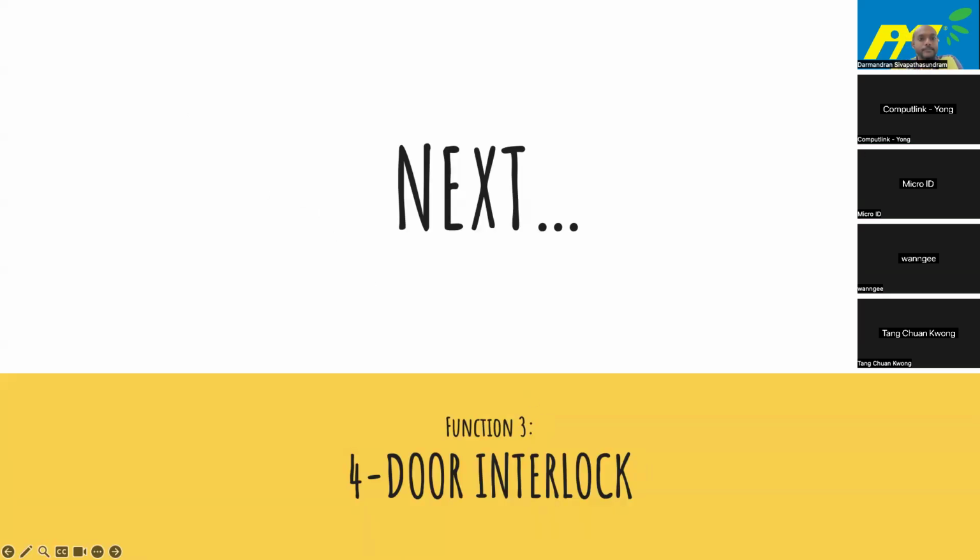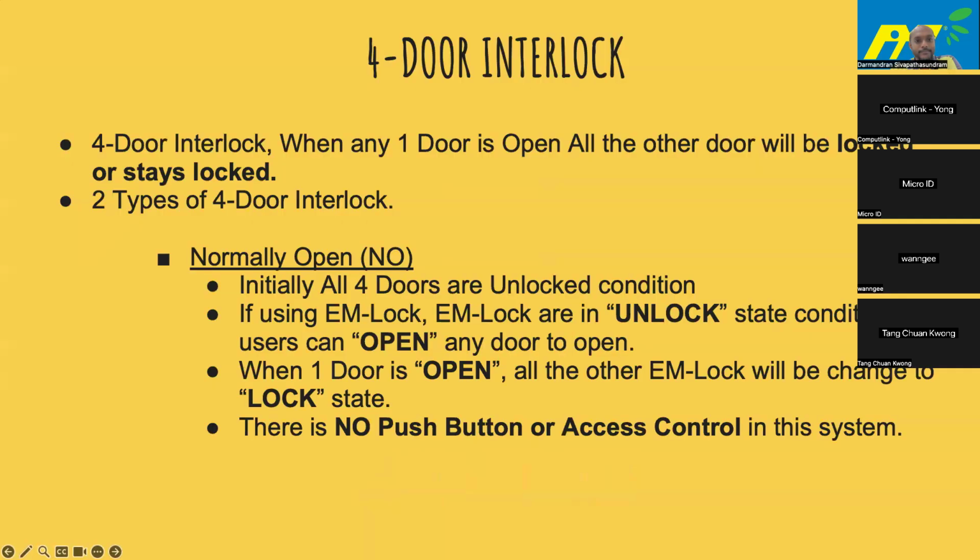With the two-door interlock function, we already have a better understanding of how an interlock works. So let's see how we can achieve a four-door interlock system. As you can see, since the I/O board has 4 inputs, by making all the inputs door sensors, we are able to make it into a four-door interlock. First, let's look into the normally open condition of the four-door interlock. In the normally open condition, all the doors are initially unlocked. There is no need for a push button or access control for the system.